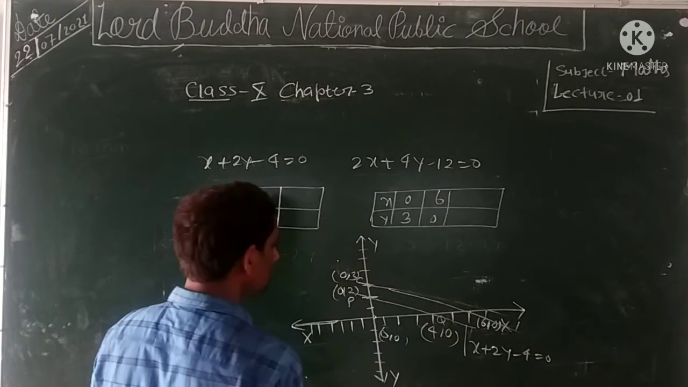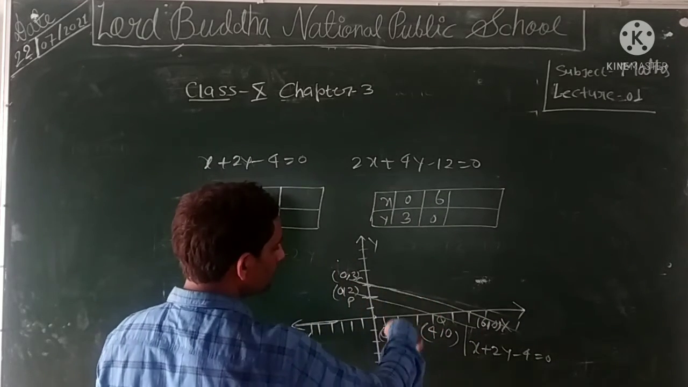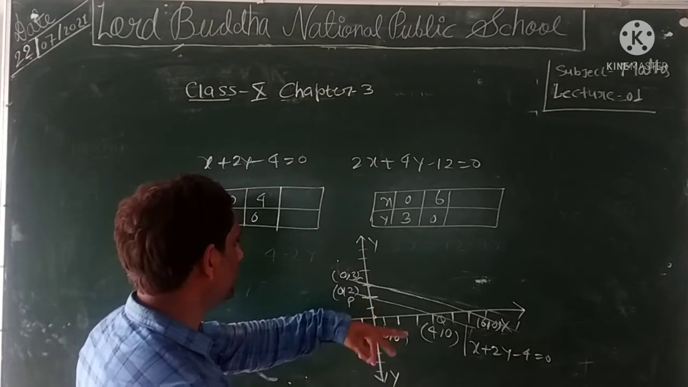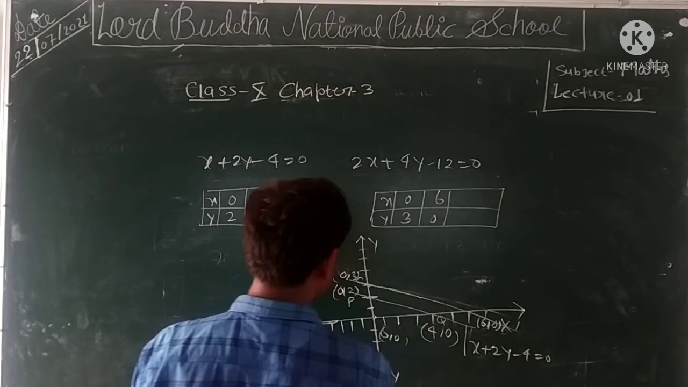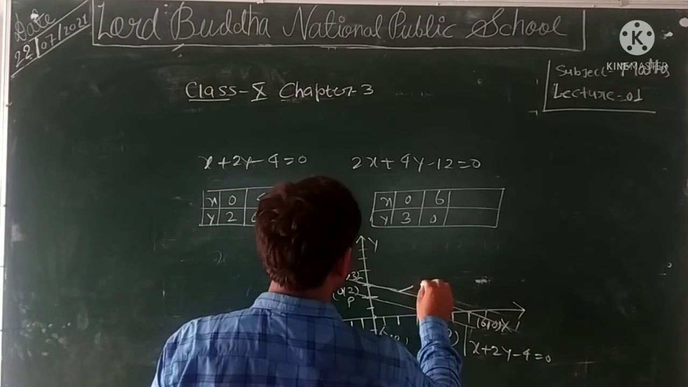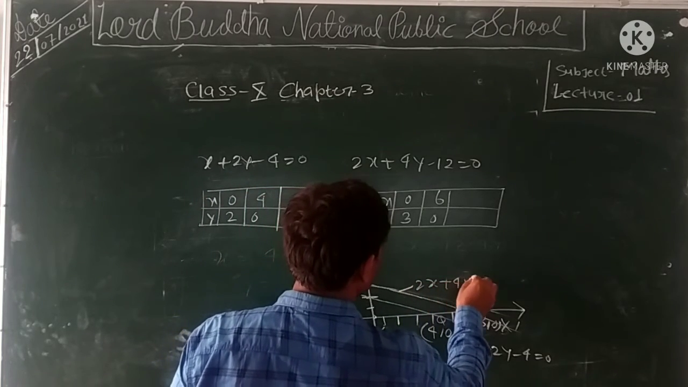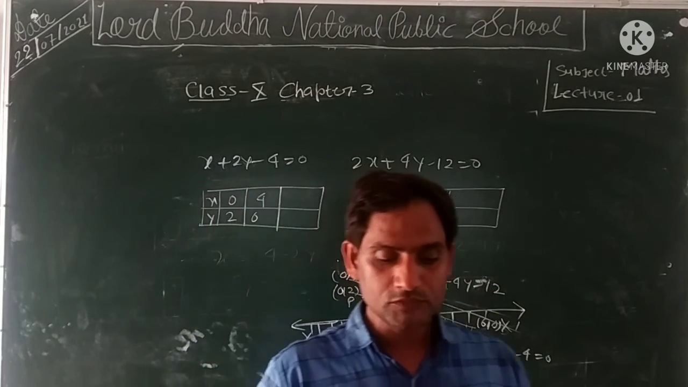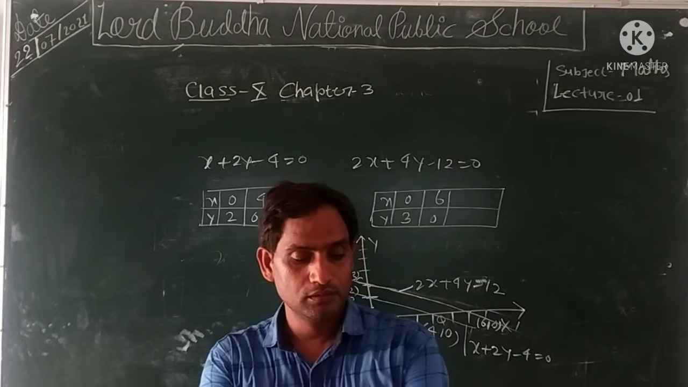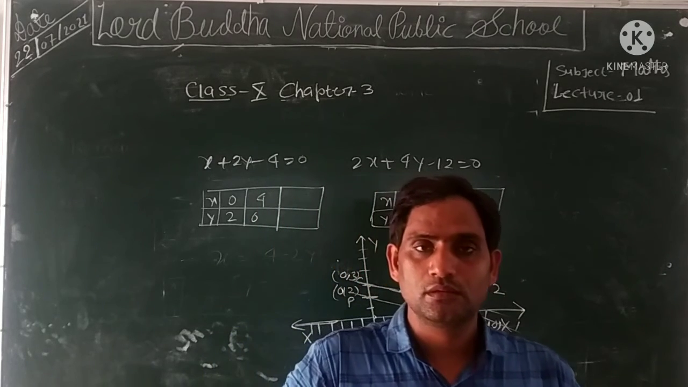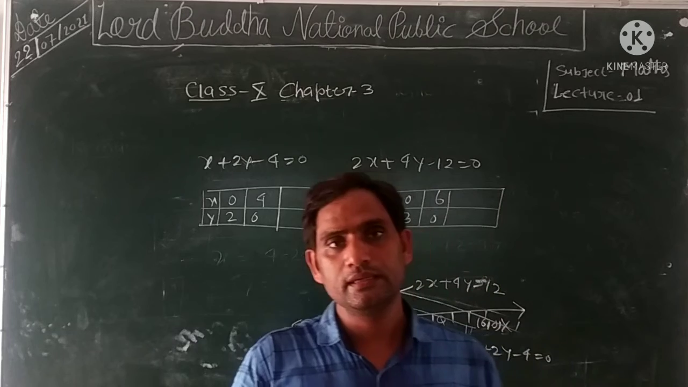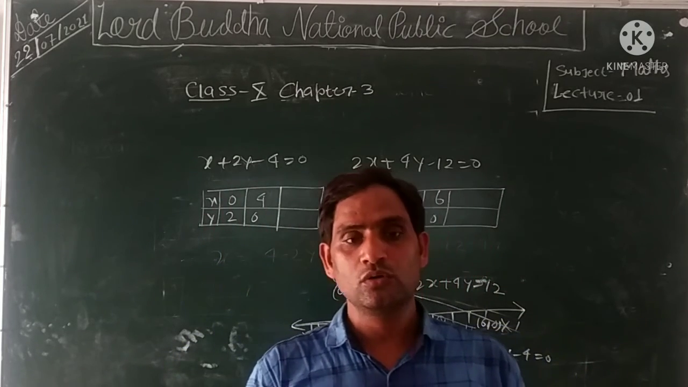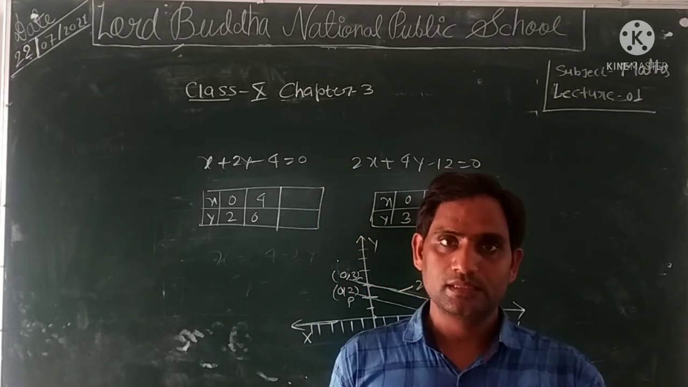So we see that these two lines are parallel to each other. Here is 2x plus 4y minus 12. Okay. In this way, we represent the given problems graphically and algebraically. In the next video, we will discuss exercise 3.1. Thank you.